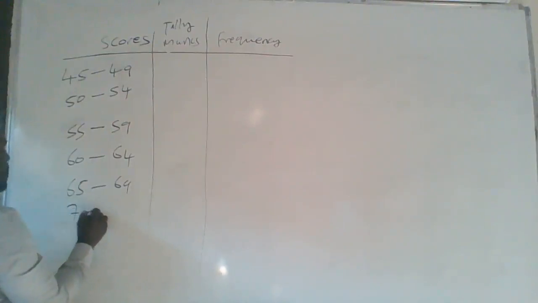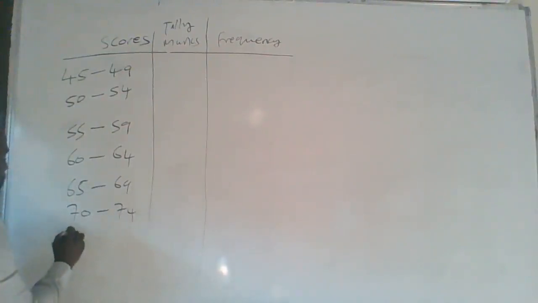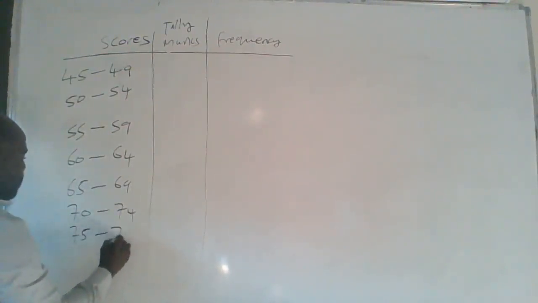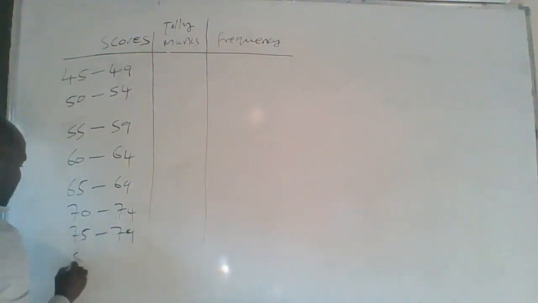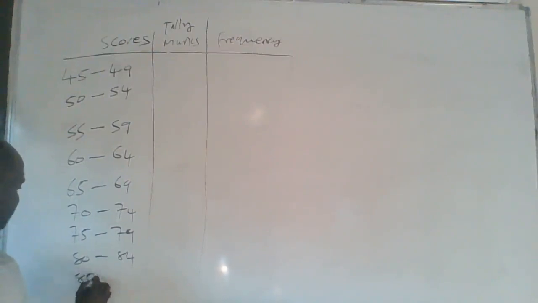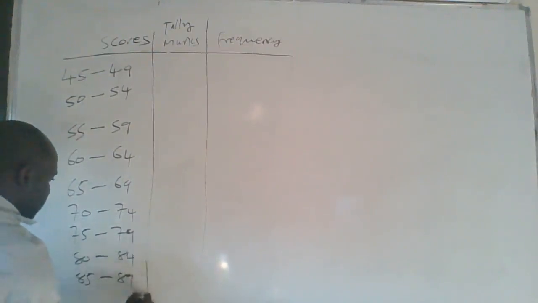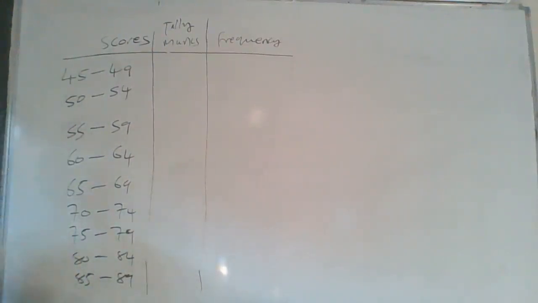We have 70 to 74. We have 75 to 79. We have 80 to 84. And finally 85 to 89. If you look at the largest value that we have in the distribution, we have 88. So 88 will be able to fall in that category.